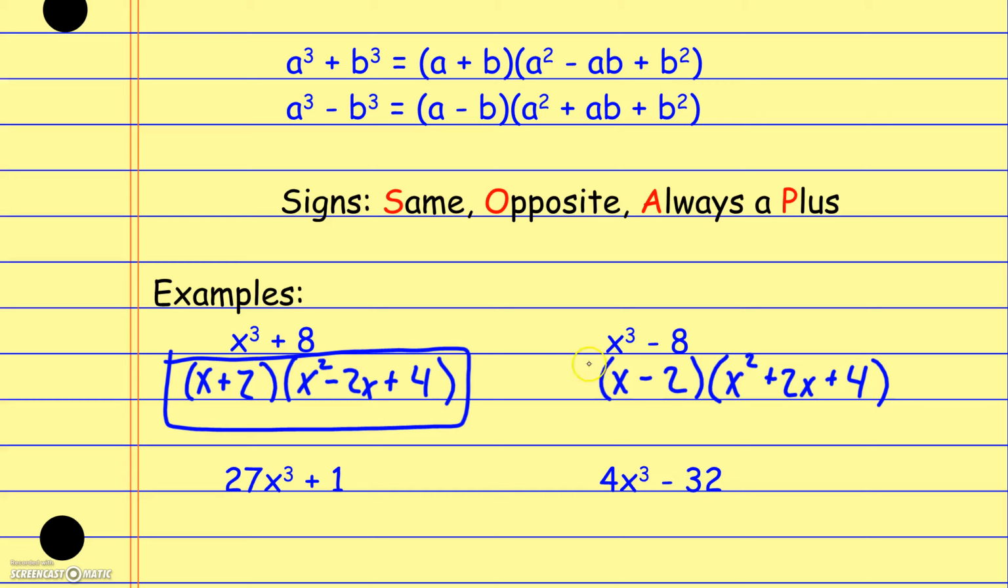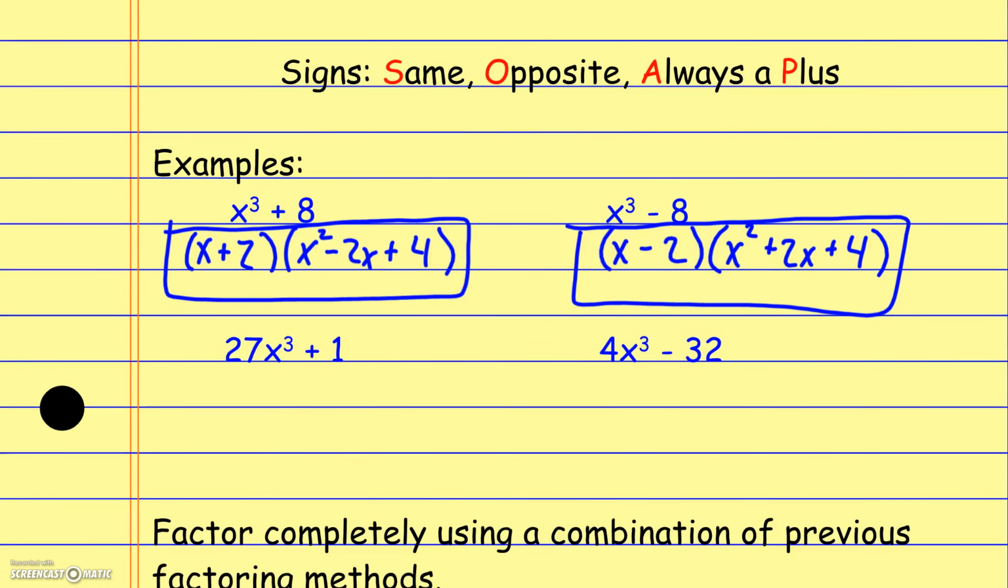All right? And when you look at these two examples, obviously the answers are almost identical. The only difference between a sum or difference of cubes is the pattern of the signs. Everything else, the setup is exactly the same. If I look at this one, again, this is a sum of cubes. I've got all perfect cubes and they're being added. So I'm going to split this into a binomial and a trinomial. I use SOAP, so same opposite, always a plus.